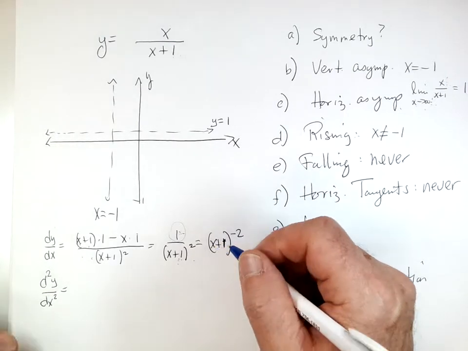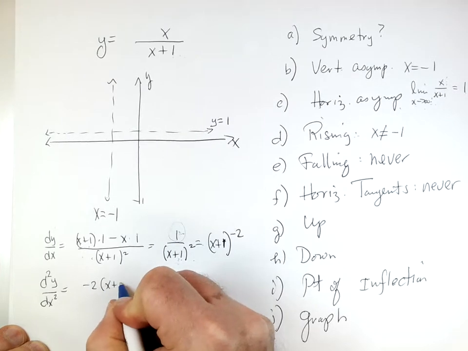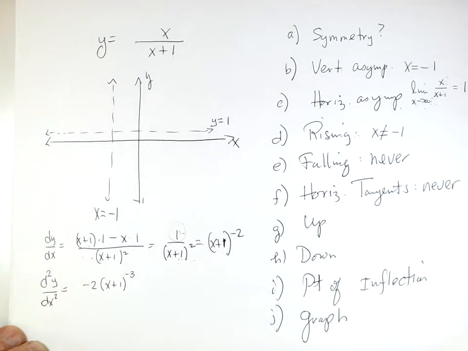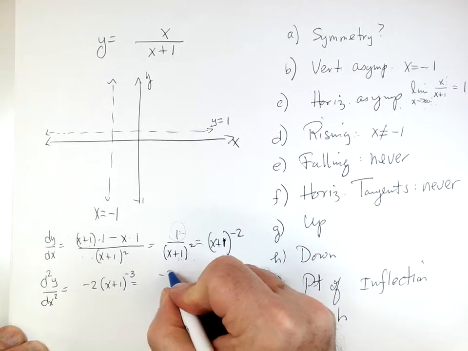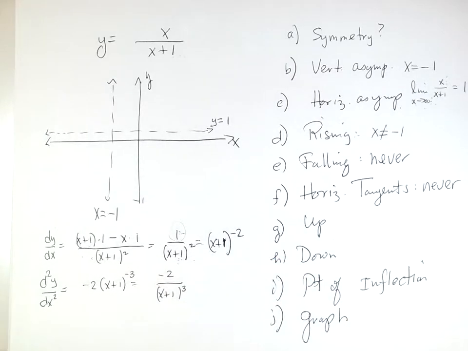That's the rule. So what's the derivative? Negative 2, (x plus 1) to the negative third. Okay? Subtract 1 from the exponent. You get negative 2 over (x plus 1) cubed. Man, that was way easier. Yeah, it's true.